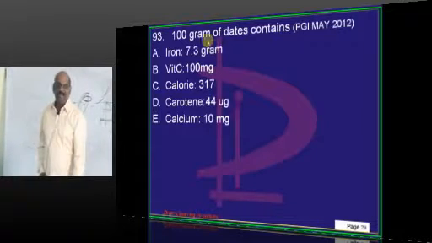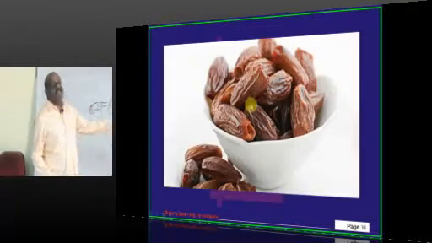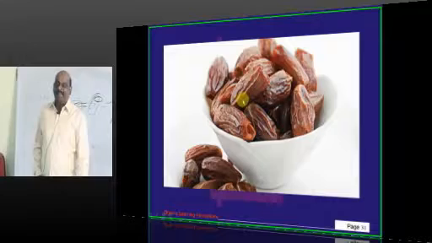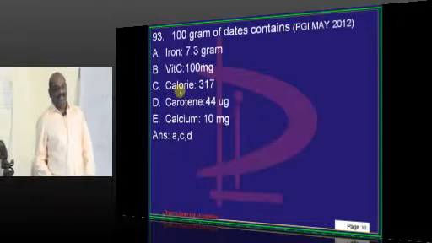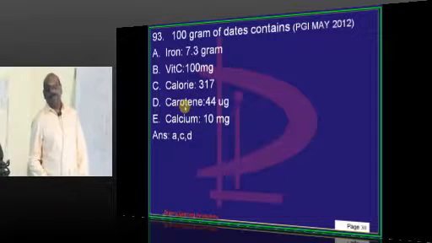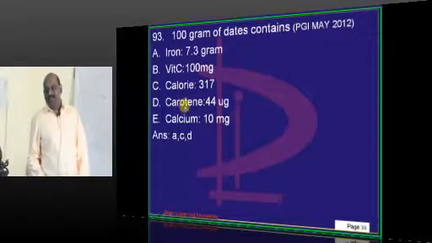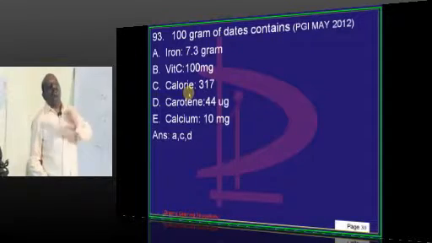Oh doctor, how much iron is in 100 milligrams of dates, how much vitamin C, how many calories? You need to be a master chef to remember each of these ingredients. Don't remember them.